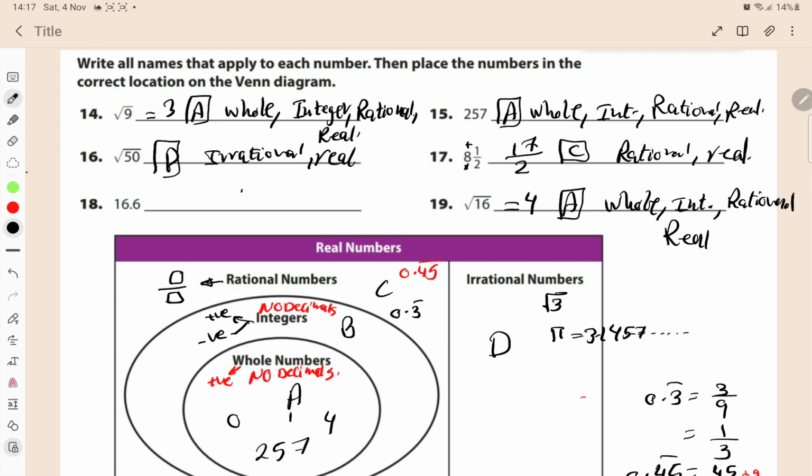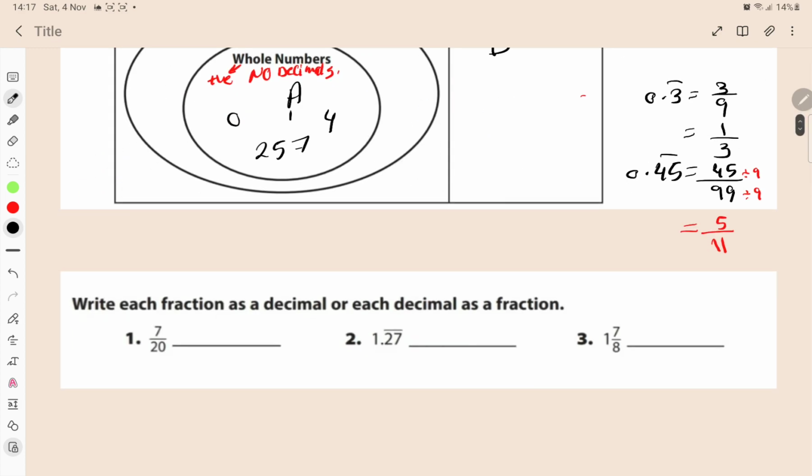16.6. What is 16.6? It has a decimal, so anything that has a decimal, repeating or non-repeating like this, is rational because it can be represented as a fraction. 166 over 10. So this is a rational number, C. Any rational is also real. Very good.